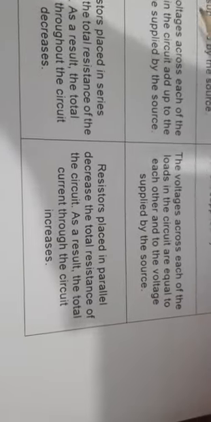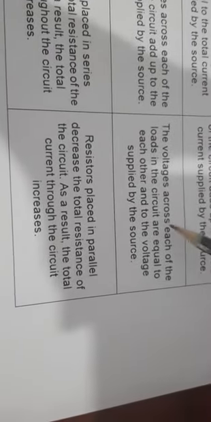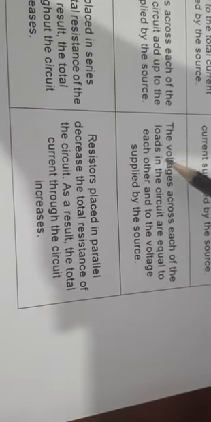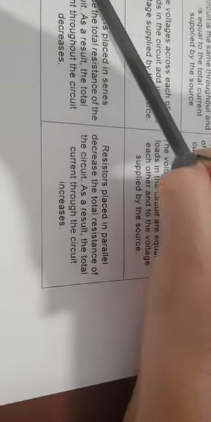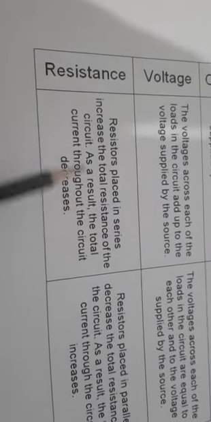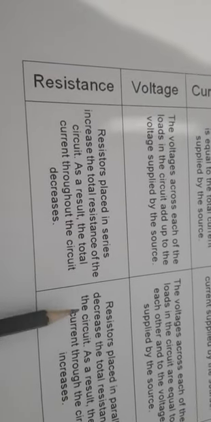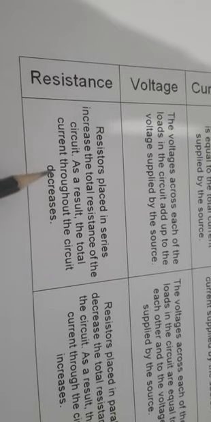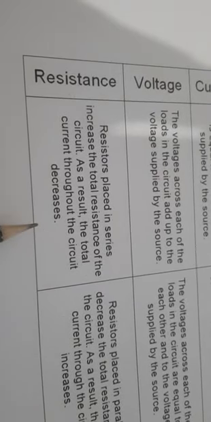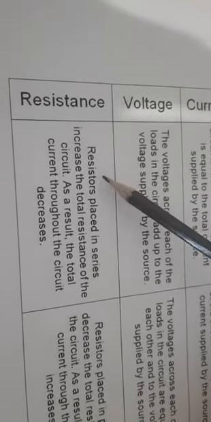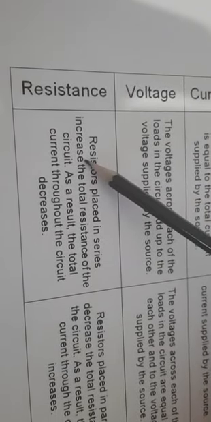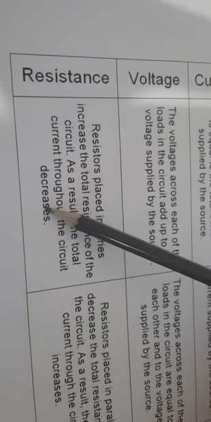The voltage across each of the loads of the circuit adds up to the voltage supplied. The voltage across each of the loads in the parallel circuit is equal to each other and to the voltage supplied. Okay, we're only looking at the current and the resistance, so don't stress about the voltage too much. Resistors placed in series increase the total resistance. Remember what I've told you about those bricks? As a result, the total current throughout the circuit decreases. So as your resistors in series increase, your current decreases.